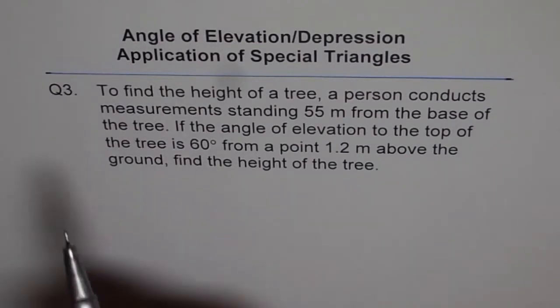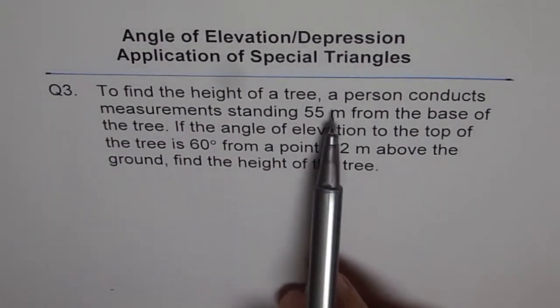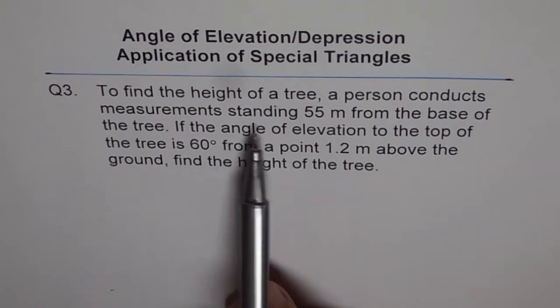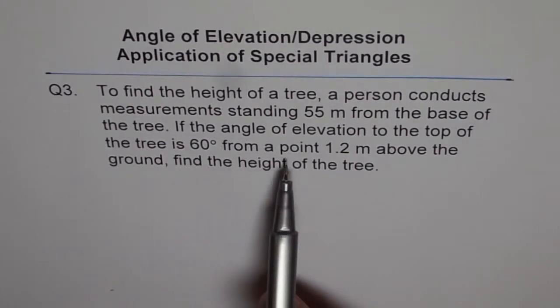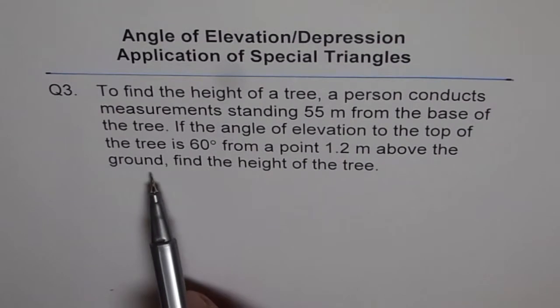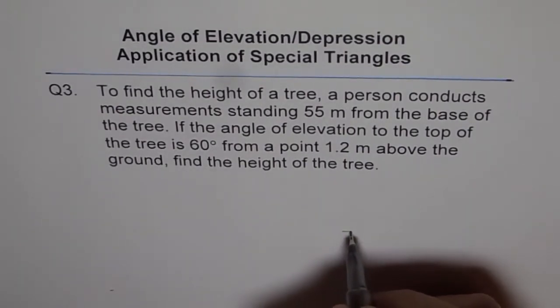Well, question 3 says, to find the height of a tree, a person conducts measurements standing 55 meters from the base of the tree. If the angle of elevation to the top of the tree is 60 degrees from a point 1.2 meters above the ground, find the height of the tree. So let's first visualize it.